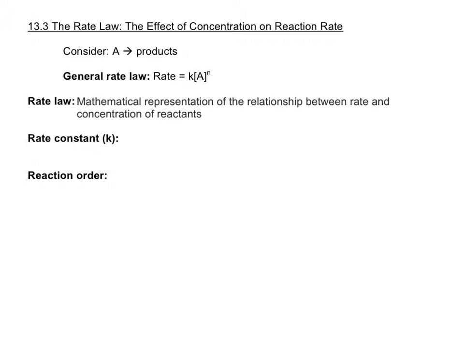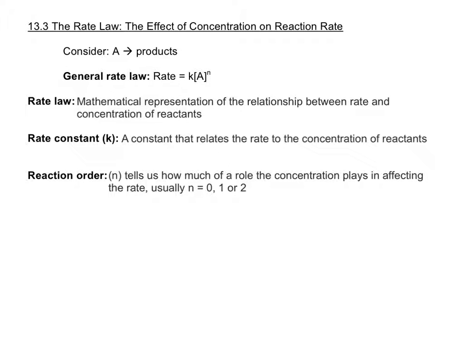Okay, so I already said the rate constant is K, and this just is what it sounds like. It's a constant that tells us the relationship between the rate and the concentration. So it's just a number that you can solve for experimentally if you do a reaction. And then the reaction order is this little exponent N.